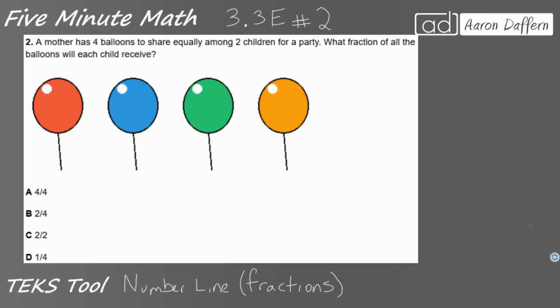So we have a pretty simple problem here. A mother's got four balloons, wants to share them among two children equally, but you notice that our answer needs to be represented in a fraction. To make sure we understand this, let's draw a number line.